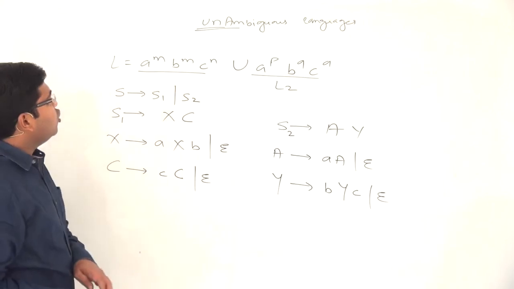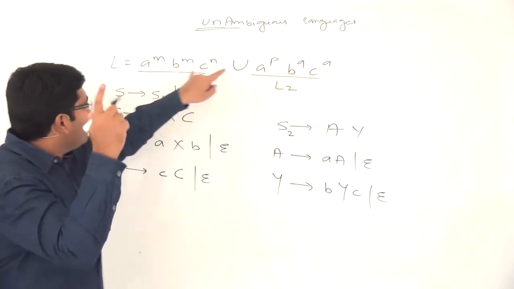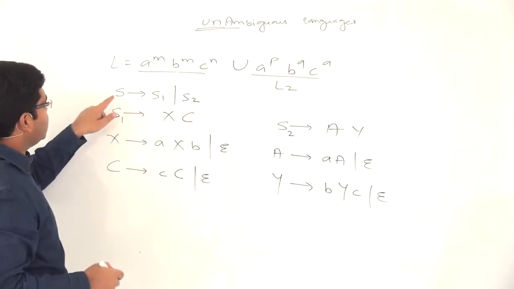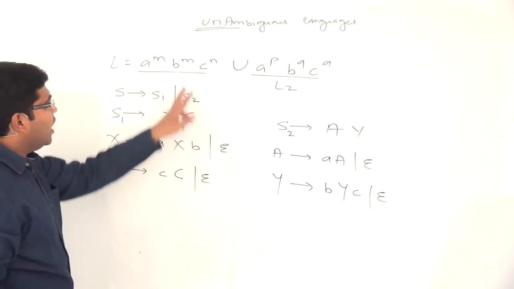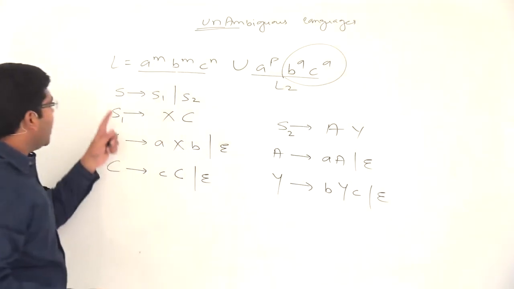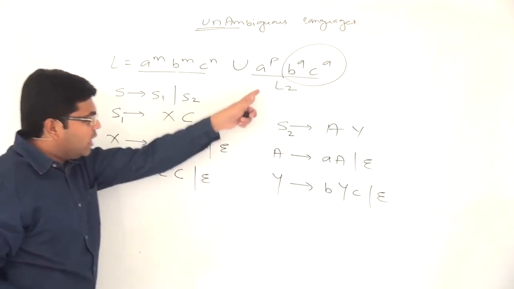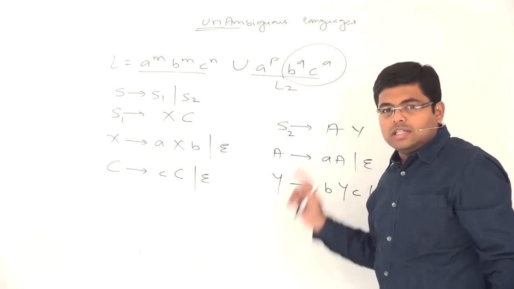Now see, you want an equal number of A's and B's or an equal number of B's and C's. Whenever you want an equal number of A and B, you will replace S with S1, and from then onwards you are going to get an equal number of A and B, and any number of C. And whenever you want an equal number of B and C, you will apply S produces S2, and from there onwards whatever string is generated will have an equal number of B and C.